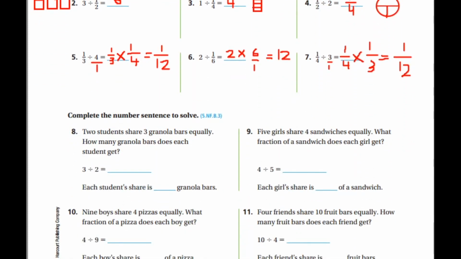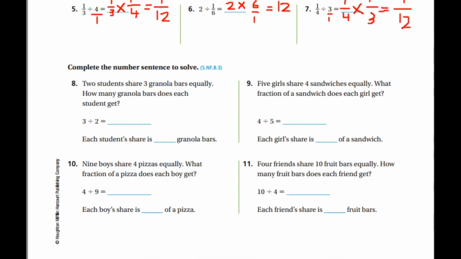Let's go to the next question. Complete the number sentence to solve. So let's read number 8. 2 students share, let's highlight, share 3 granola bars equally. So the first clue here is 3 granola bars equally. How many granola bars does each student get? So they share it. If I see the word share, this means I divide by the number of students. What is the number of students? 2. So what is the whole number here? It's 3. Share means divide by 2 students.